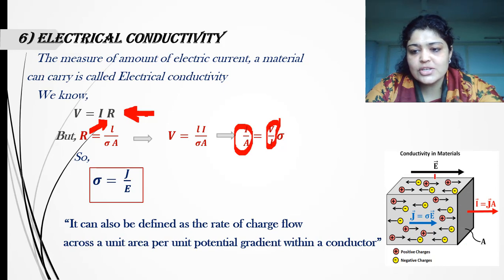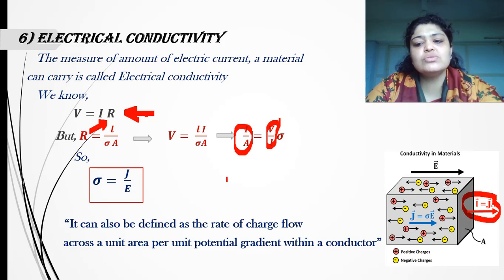Here I've just tried to show J equals sigma E. This is a cross-sectional area. This is the electric field applied. Electrons are moving opposite to it and the holes are moving in the direction of the field. So you get the relation I equals J into A.